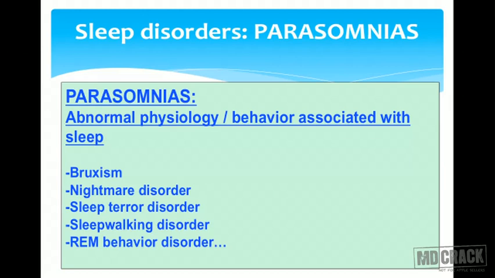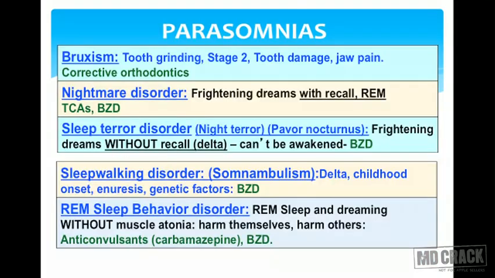So the next one is nightmare disorder, and the second one is sleep terror disorder, or the night terror disorder. Next is somnambulism or sleepwalking disorder, and the last one is REM behavior disorder. So these are the parasomnias: tooth grinding, nightmare and night terror, sleepwalking, and REM behavior disorder. Let's go to the slide to see what are the parasomnias.